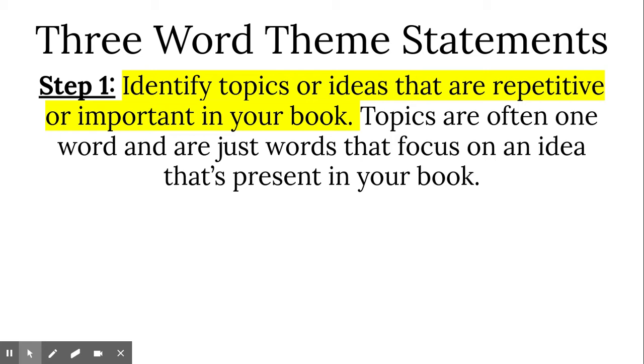And so our step 1 here is to start thinking about and identifying topics or ideas that are repetitive or important in your book. And so in your notes, right underneath where you wrote 3-word theme statements, I want you to write what is here in yellow. Step 1, identify topics or ideas that are repetitive or important in your book. This would be the time to go ahead and stop the video so that you are able to write that down.